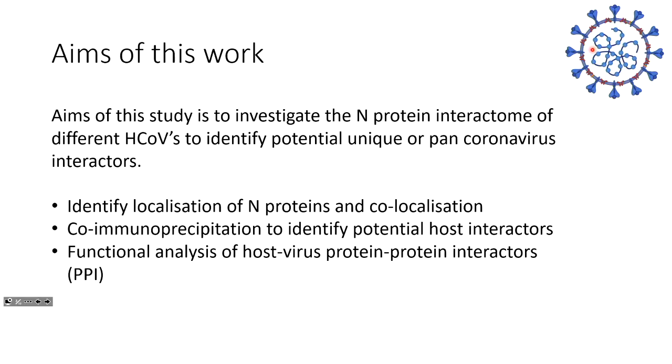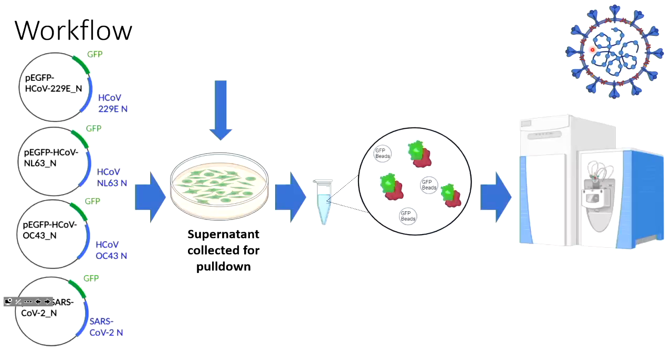In order to do this work, I'm looking at the localization and co-localization of Ns and their host factors, as well as doing co-IP, a methodology to identify potential host interactors. This work will then be followed with functional analysis to understand and investigate the impact of these host-viral protein-protein interactions. For my workflow, I've designed 4 constructs to express the nucleocapsid proteins as GFP-N fusion proteins, which are then transfected into 293T cells, with supernatants then collected for my downstream pull-down analysis.